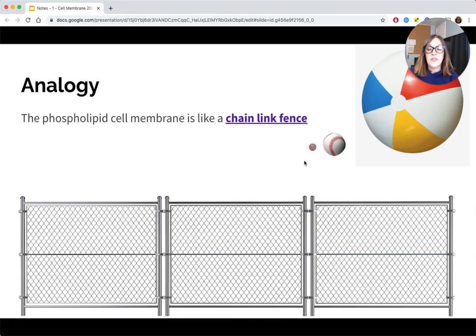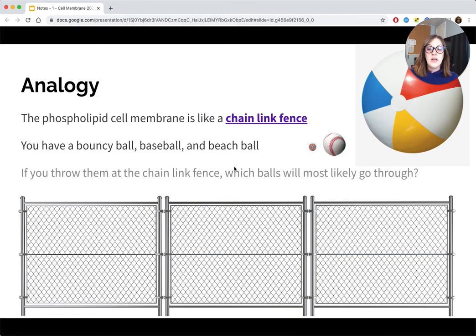One way to think about the cell membrane is like a chain link fence. When you push that chain link, it's kind of flexible, but it stands up on its own. And there are little openings between the chains in the fence. So say you have a couple of different sized balls. You might have a bouncy ball, a baseball, and a beach ball. If you were to throw these at the chain link fence, it's more likely that the bouncy ball will be able to squeeze between these spaces. So if you throw them, which one would be more likely to go through?